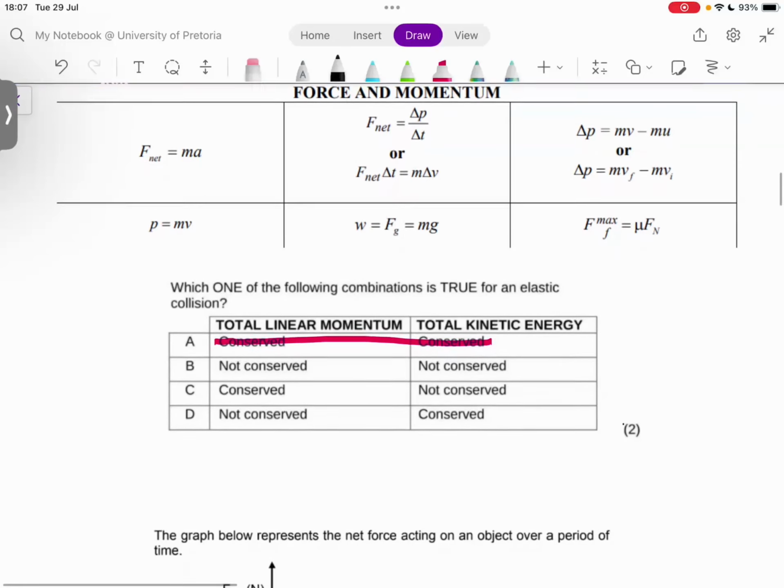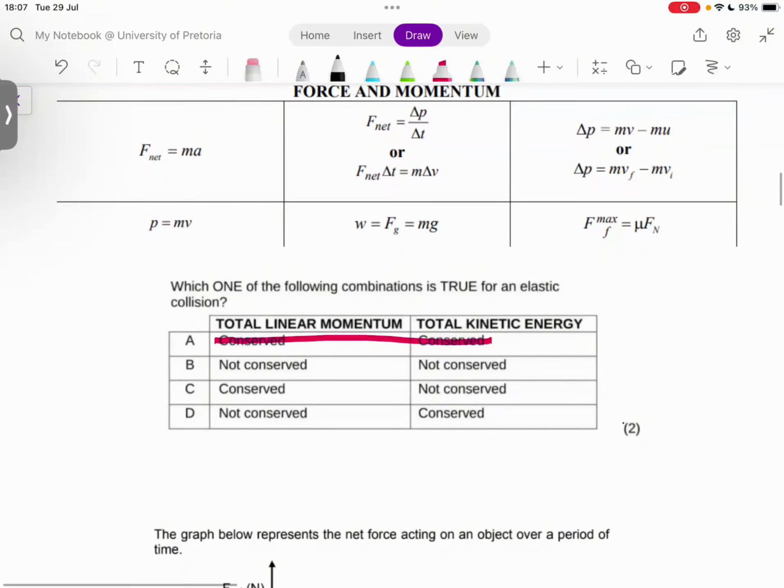Now that we're done with that question, let's move on to the next one, unless there are any questions in the chat. If you do have questions, please post them in the Q&A section.